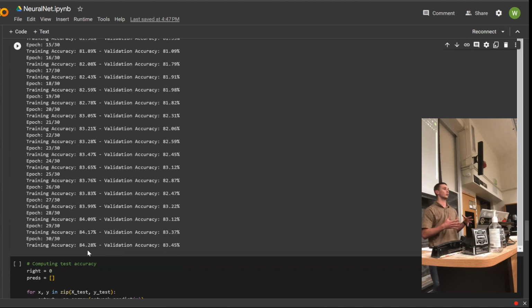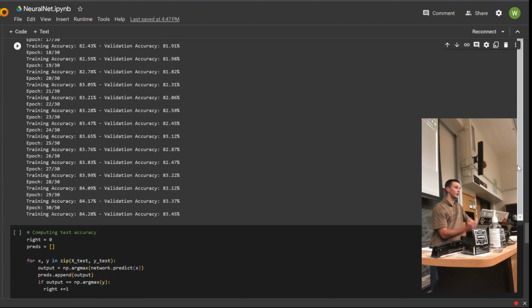I mean, this takes 10 minutes to run. If you have a much larger architecture, say 4 layers, hundreds of neurons in each layer, then you're probably going to be able to get much better accuracy. But yeah, 85% is not bad. It's better than 10%, right?